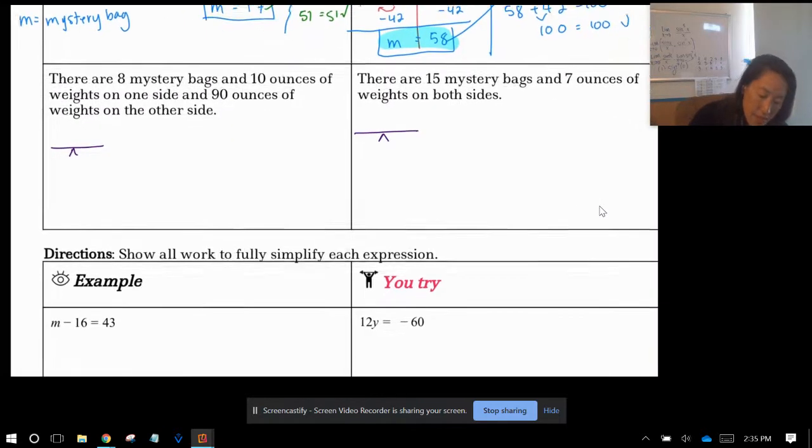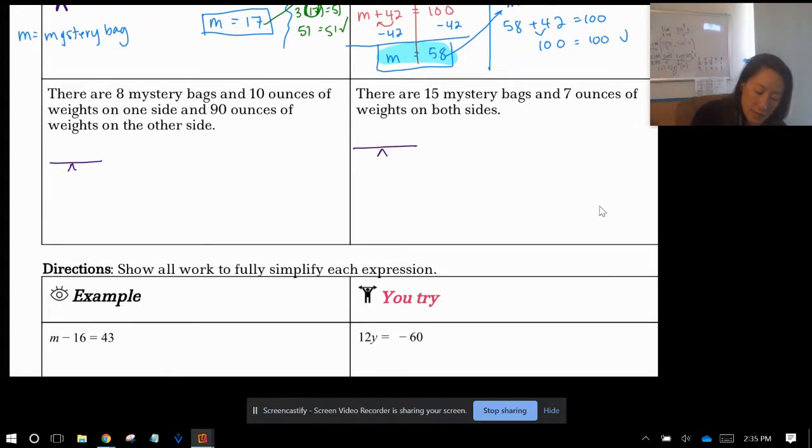Okay, next up. 8 mystery bags and 10 ounces of weights on one side and 90 ounces on the other. So I'm going to do 8 bags: 1, 2, 3, 4, 5, 6, 7, 8. Plus 10 ounces on one side. And then on the other side is 90 ounces. So I'm going to set this up. I have 8 mystery bags plus 10 ounces of gold is equal to 90.